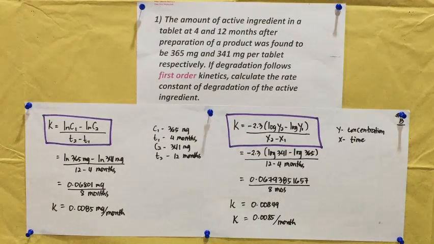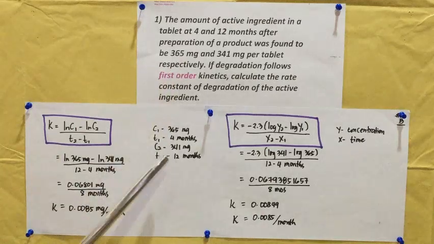First order kinetics, problem number 1. The amount of active ingredient in a tablet at 4 and 12 months after preparation of a product was found to be 365 mg and 341 mg per tablet respectively. If degradation follows first-order kinetics, calculate the rate constant of degradation of the active ingredient. So for this problem, it is specified that it follows first-order kinetics. So let us try to know the given.